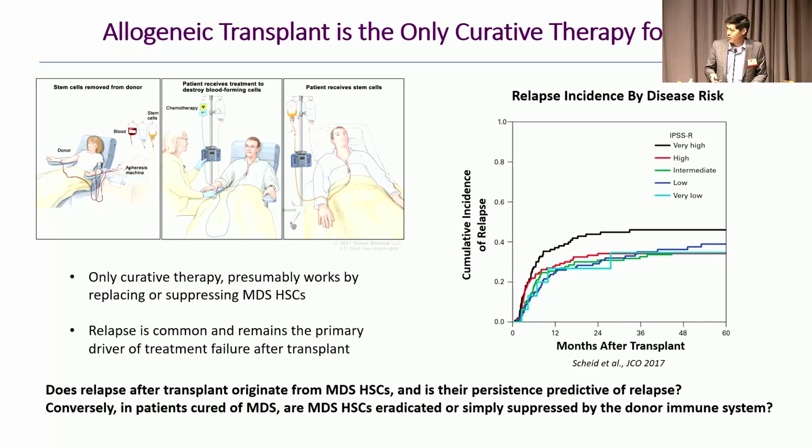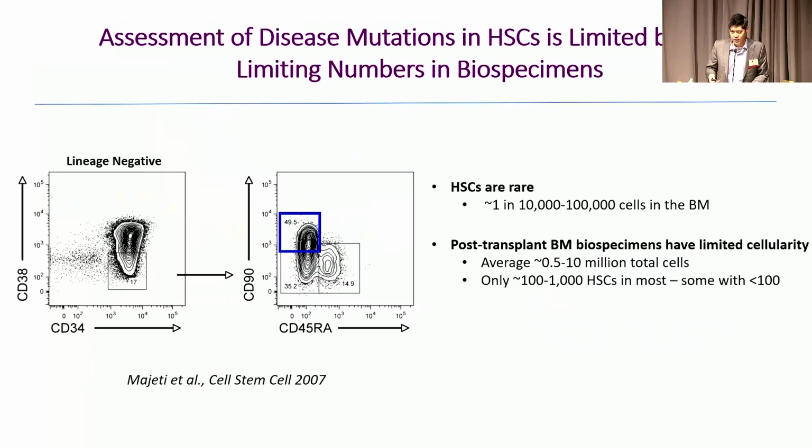So we asked the question of whether relapse after transplant is driven by MDS HSCs and whether their persistence would be predictive for relapse. And conversely, when patients are actually cured, are we actually getting rid of these stem cells? The challenge to studying this, really over the past 10 years that we've been asking this question, has been the limited number of stem cells in biospecimens. In these post-transplant biospecimens, oftentimes we can only get 100 to 1,000 stem cells. More than half of them actually have fewer than 100, at least in our bank.